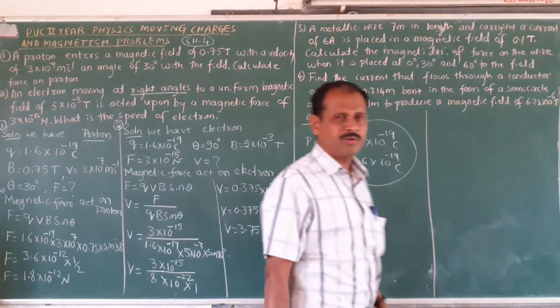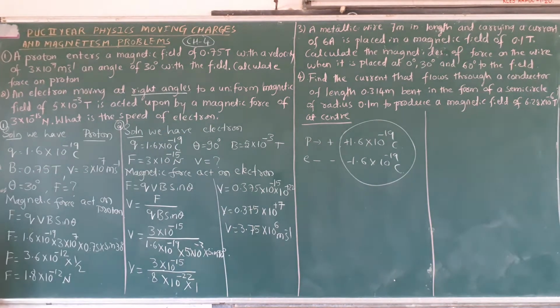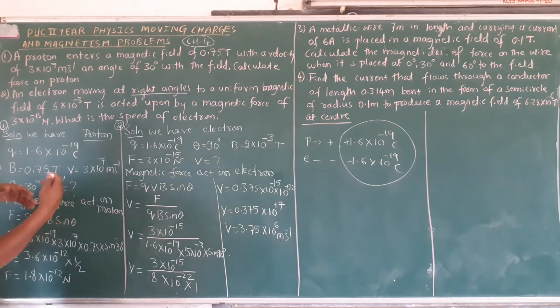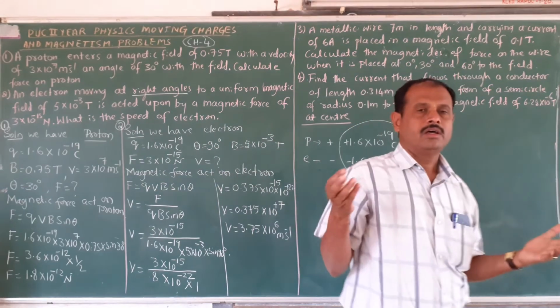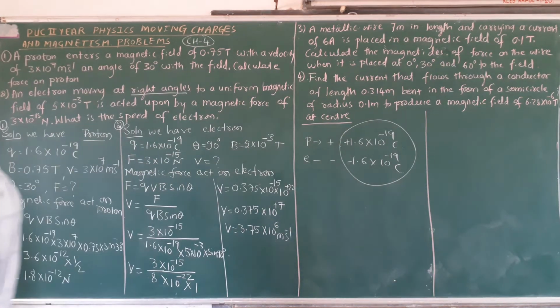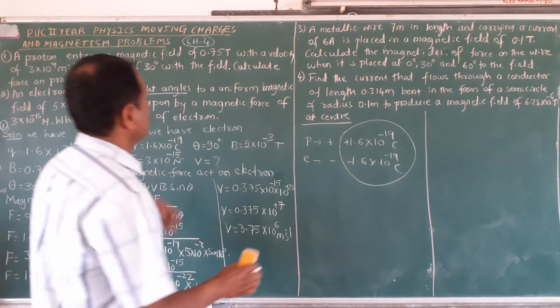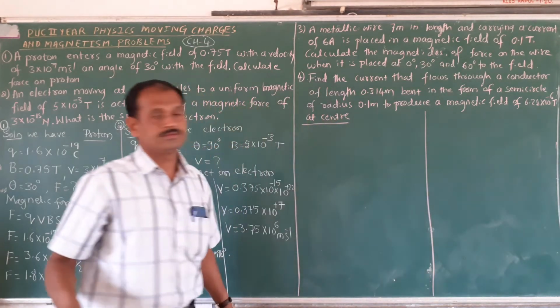This is a very easy problem. There is only substitution. There is no comparison with anything. You only have to substitute the values and calculate whatever you are asked in the problem. Simply formula. Now you come to the next problem. This is the force acting on a moving charged particle in the uniform magnetic field.